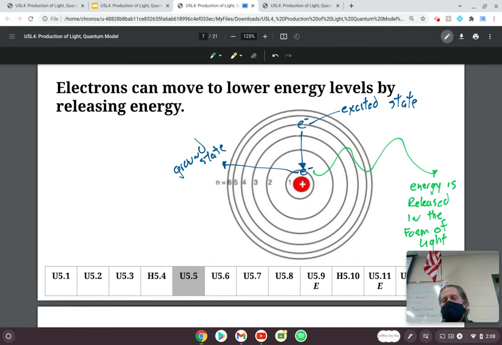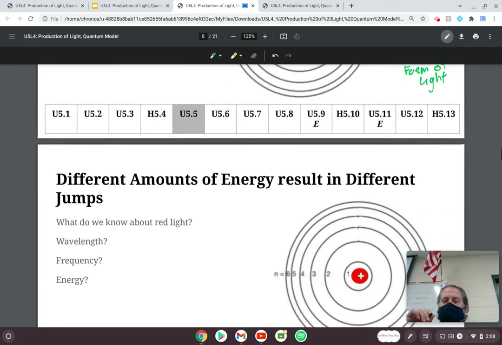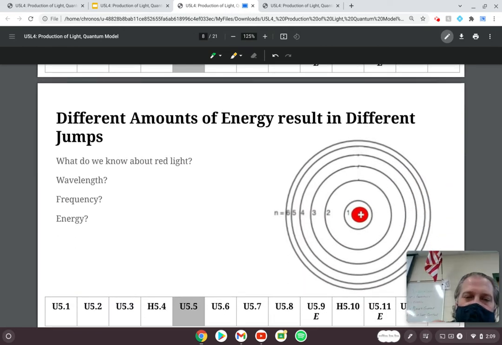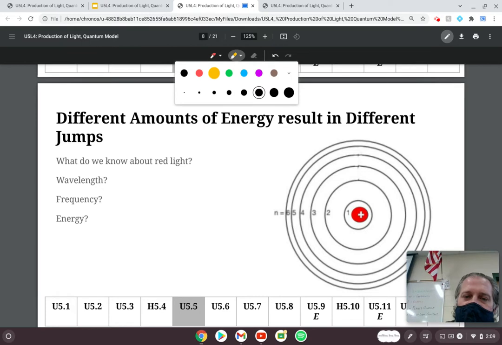So if an electron jumps to its higher energy level, its excited state, that electron will eventually come back down to its ground state and give off the energy it absorbed. And that energy is detected by our eyes as light, different colors of light. So let's talk about how that would look if we were an atom. We're going to take a look at a specific light color. We're going to look at red light.